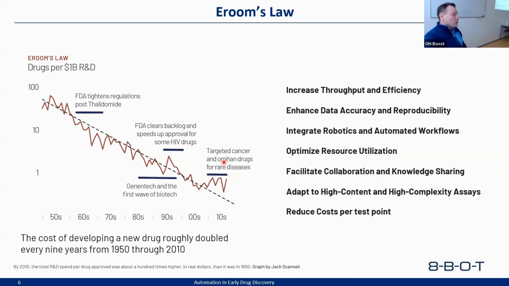So what can we do, or what was done in the last years? Increase throughput and efficiency when you do screening. Data accuracy and reproducibility are also important, because if you deliver results which are not reproducible, you lose a lot of money. Integration of robotics and automated workflows was done in the last 20 years. Resource utilization is also important. You can buy a lot of devices, but in the best case, you should use them 24/7 and not just distribute them over different labs.